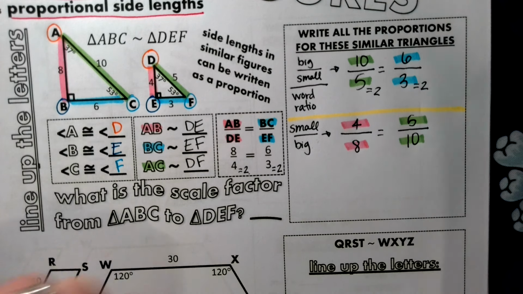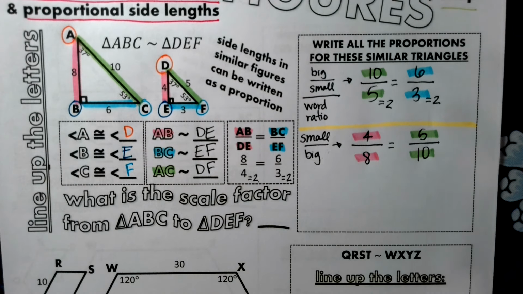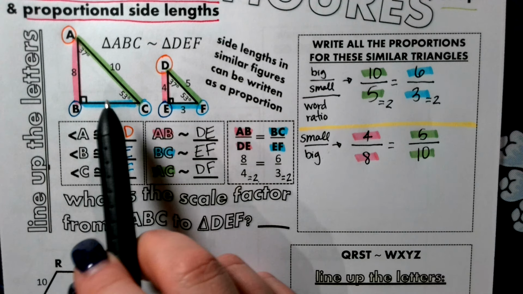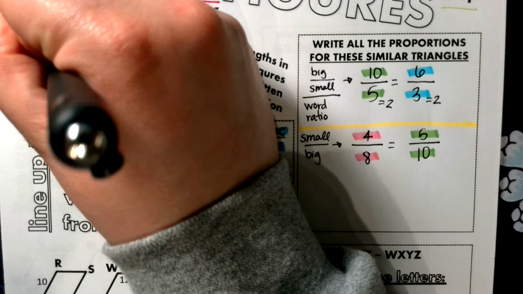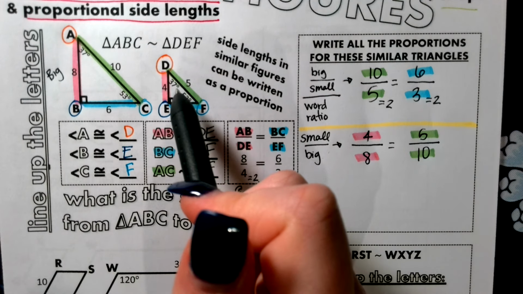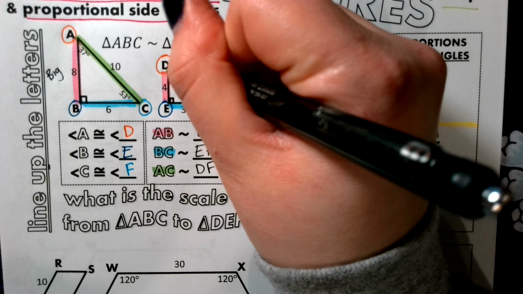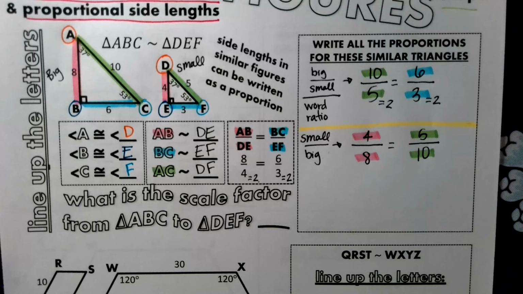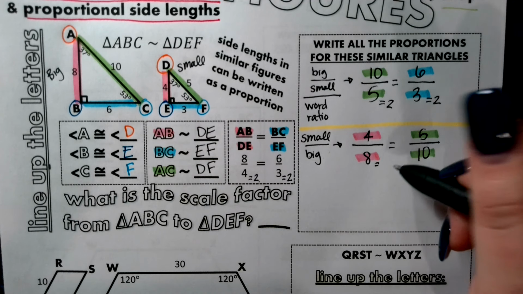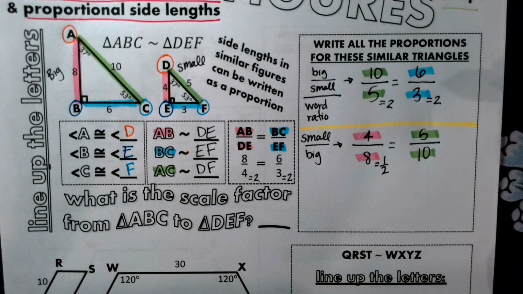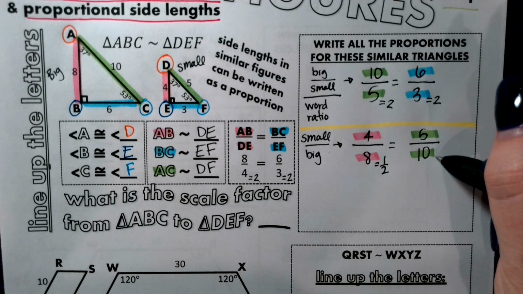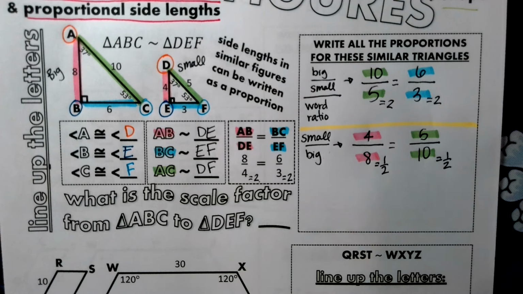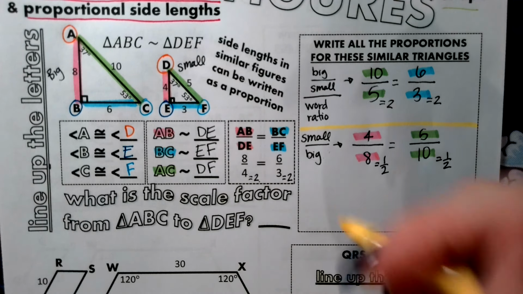If you're confused where I'm getting the small and big, I'm referencing these shapes. ABC, that's my big shape because it's bigger than this shape. This is my small shape because it's smaller than that shape. So here, 4 over 8, what does that simplify to? 1/2. And then 5 over 10, what does that simplify to? 1/2. They should always simplify to the same number. If they do not, then that means you've got some numbers in the wrong spot.